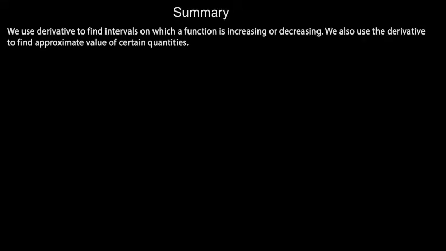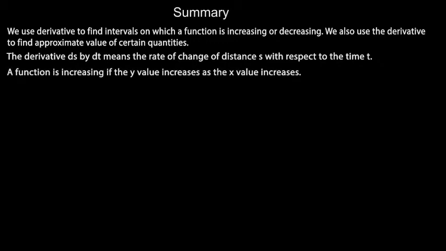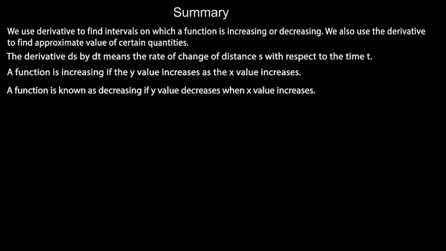Now in the end, let us summarize what we have learned in this lecture. We use the derivative to find intervals on which a function is increasing or decreasing. We also use the derivative to find approximate values of certain quantities. The derivative ds by dt means the rate of change of distance s with respect to the time t. A function is increasing if the y value increases as the x value increases. A function is known as decreasing if the y value decreases when the x value increases.